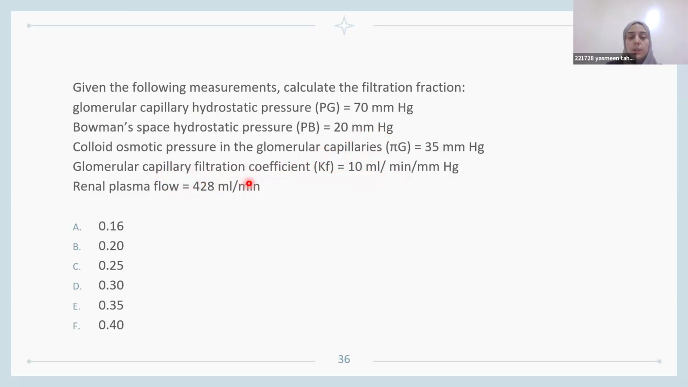Now we have one last simple step. 150 over 428 is going to give us 0.35. Yes. Let me check. Yes, it's 0.35.